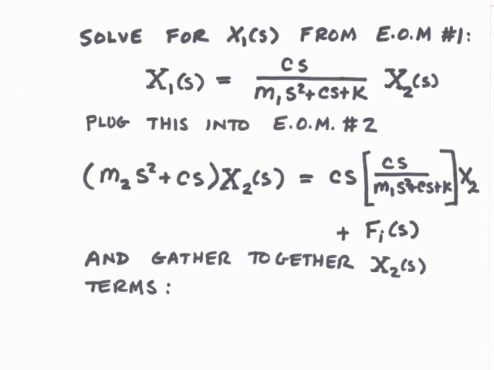That will give us the equation (m2 s squared plus cs) times X2(s) is equal to cs times the transfer function cs over (m1 s squared plus cs plus k) times X2(s), plus Fi(s). So everything here is in terms of X2(s) and the input Fi(s). So we just have to gather together all the X2(s) terms on the left-hand side, do a little bit of algebra, and then we can find the transfer function between the input Fi(s) and the output X2(s).